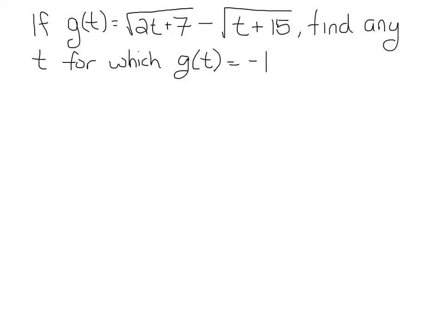In this example, we're going to solve an equation that involves two radical expressions. If g of t equals the square root of 2t plus 7 minus the square root of t plus 15, find any t for which g of t equals negative 1. First thing we're going to do is replace g of t with negative 1.